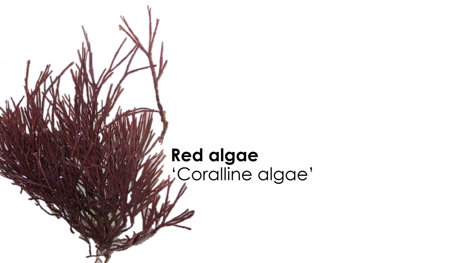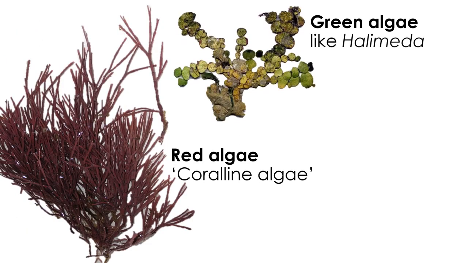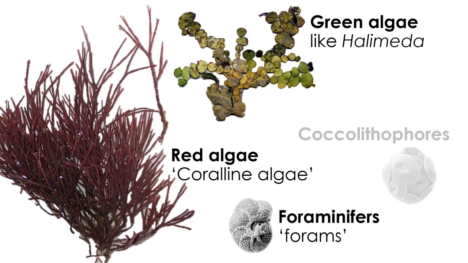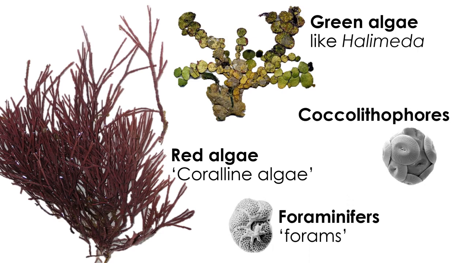But it's not just animals. Plants, algae, and microscopic organisms produce bioclasts as well. These include a group of red algae known as coralline algae, various species of green algae like Halimeda here, and various microorganisms like foraminiferans and coccolithophores.